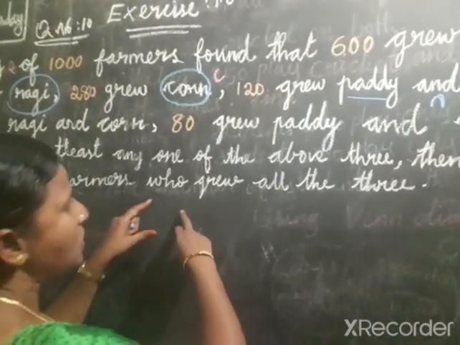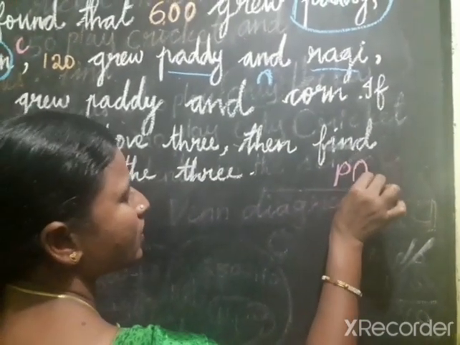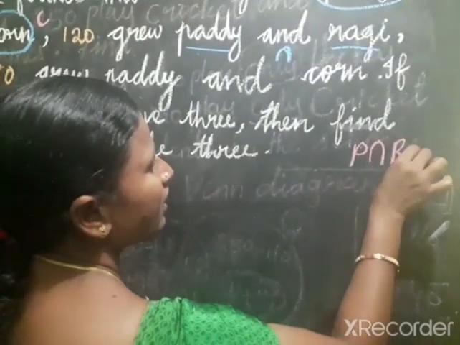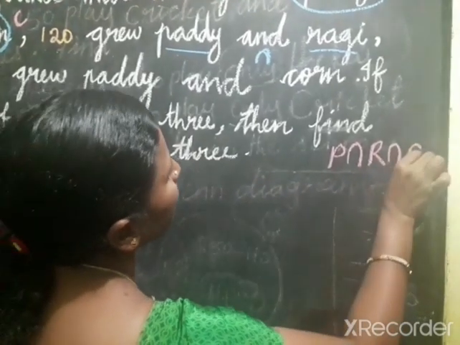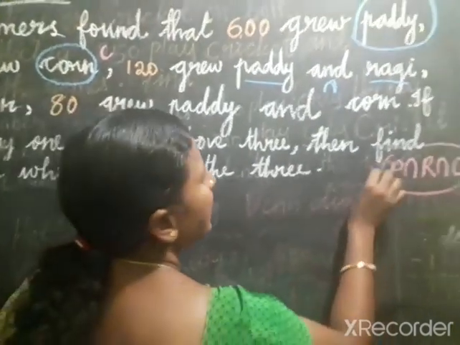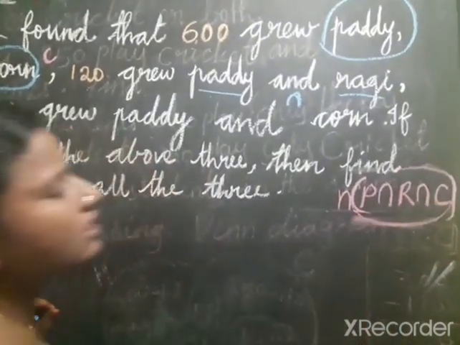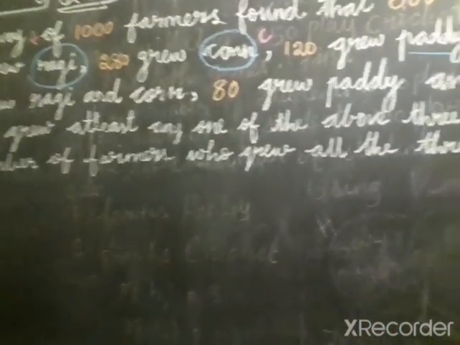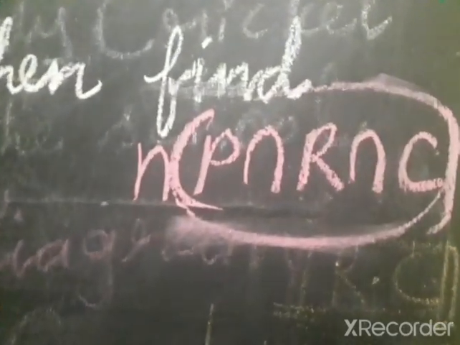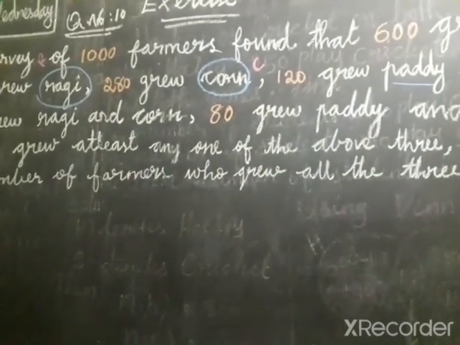Which one do we have to find out? We have to understand the question. All three means paddy intersection ragi intersection corn. So we have to find n of P intersection R intersection C. Clear? Can you understand the question? That is what we have to find out. And first of all, we have to write what is given in the question.